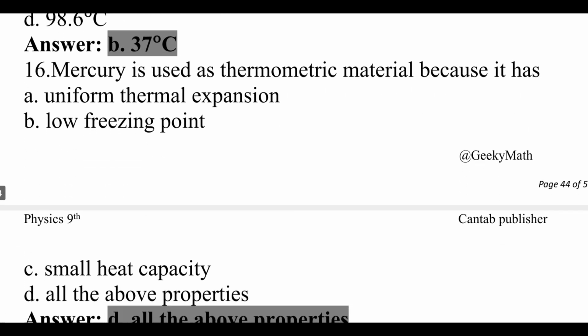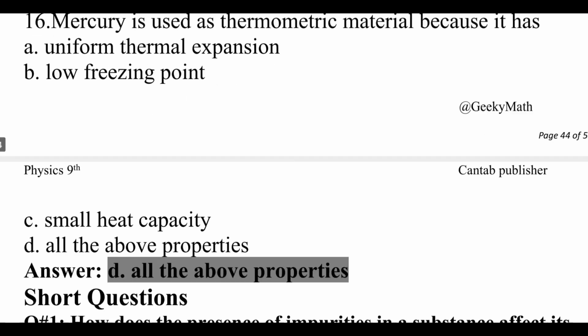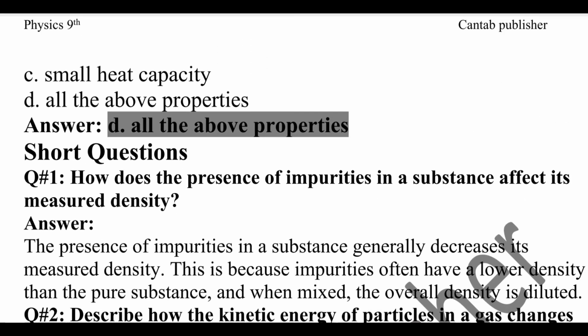Question number 16. Mercury is used as thermometric material because it has: option A, uniform thermal expansion; option B, low freezing point; option C, small heating capacity; option D, all the above properties. So the correct answer is D, all the above properties.